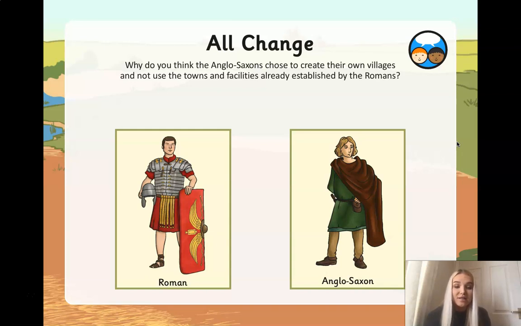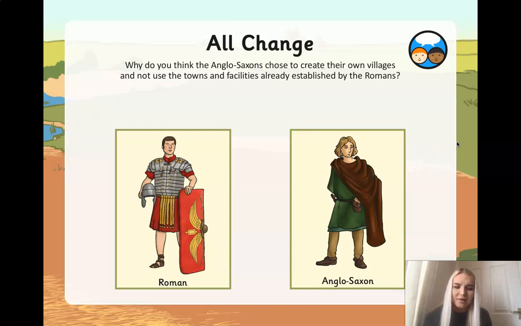And the Anglo-Saxons didn't want to use the same towns or the buildings that the Romans had spent so much time and effort producing, because it would almost damage their ego in a way. They wouldn't have built it themselves, and they're now living in something that the Romans had built, so they might feel a bit embarrassed about that. So it was all about looking good, basically, which was a bit like what the Romans were about too.